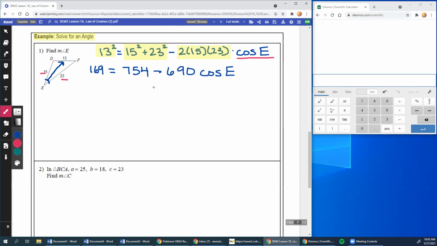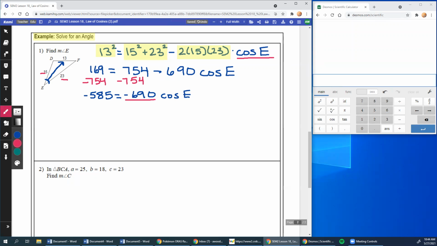Do not subtract these two numbers. Do not. This is the mistake that happens. So do not subtract those numbers. We cannot do that because cosine E is attached to 690. Instead, our first step moving over, we're going to subtract 754 from both sides. So negative 585 is equal to negative 690 cosine E.